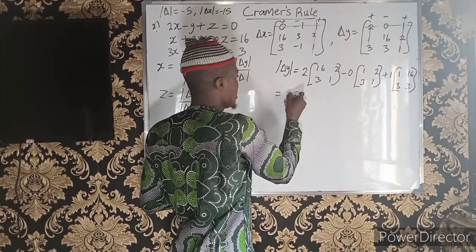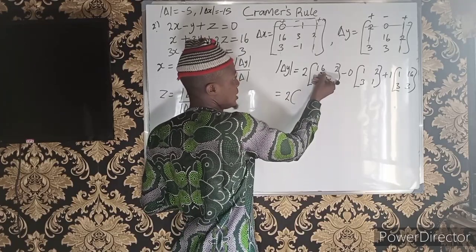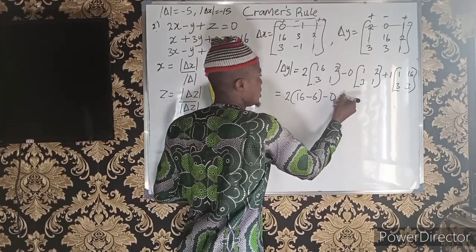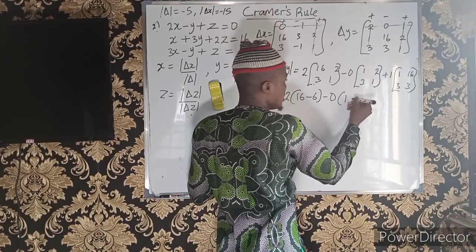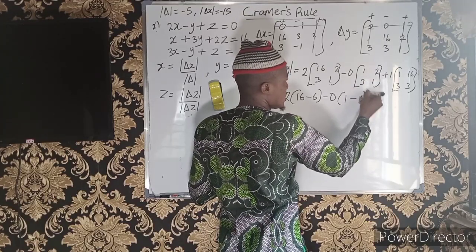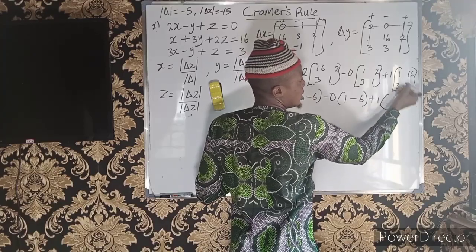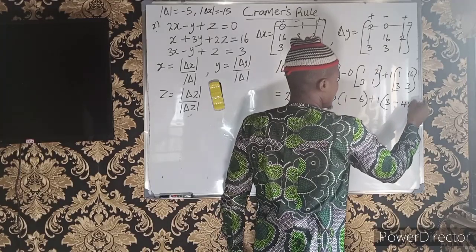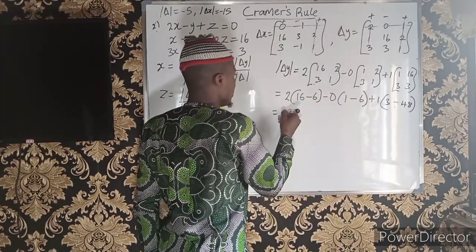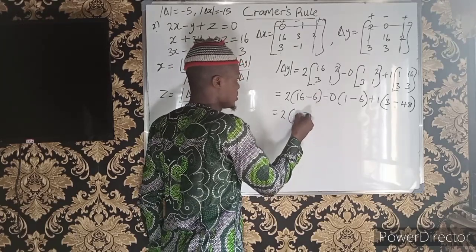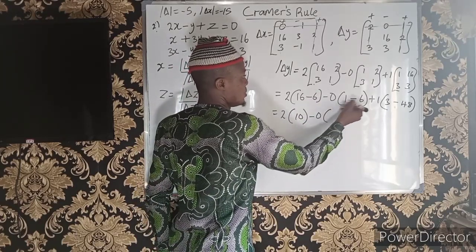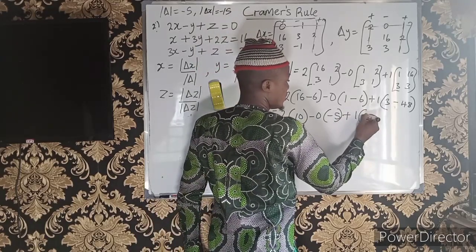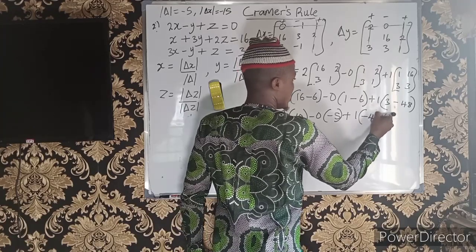Okay, so this is now 2 into 1 times 16 is 16, minus 3 times 2 is 6, minus 0 into 1 times 1 is 1, minus 3 times 2 is 6, plus 1 into 3 times 1 is 3, minus 3 times 16 is 48. So we have 2 bracket 16 minus 6 will give us 10, minus 0 bracket 1 minus 6 is minus 5, plus 1 into 3 minus 48 is minus 45.